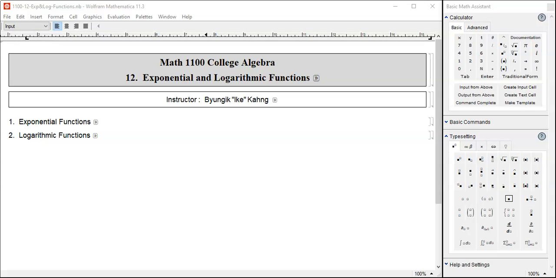Hello Math 1100 students. Lesson 12 corresponds to sections 6.3 and 6.4 of our textbook by Sullivan. Here we are studying transcendental functions.